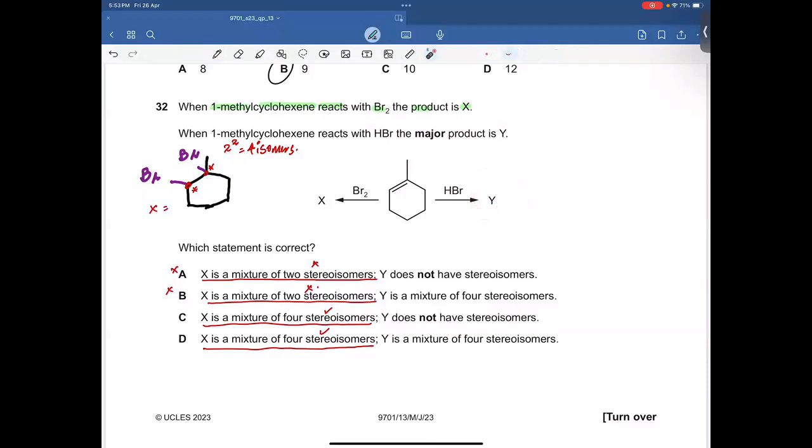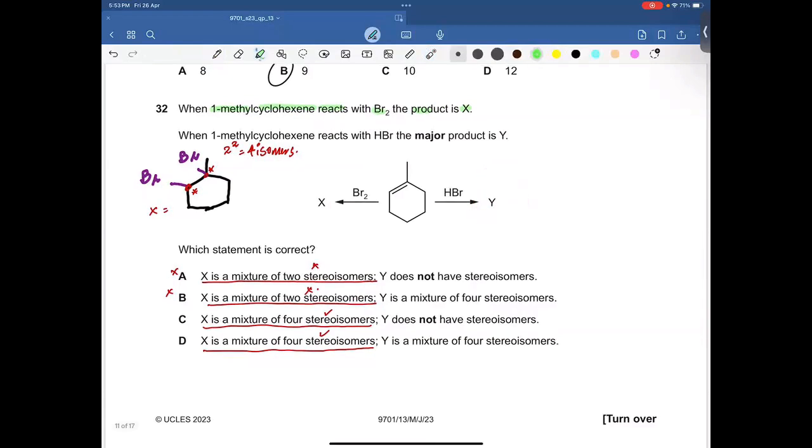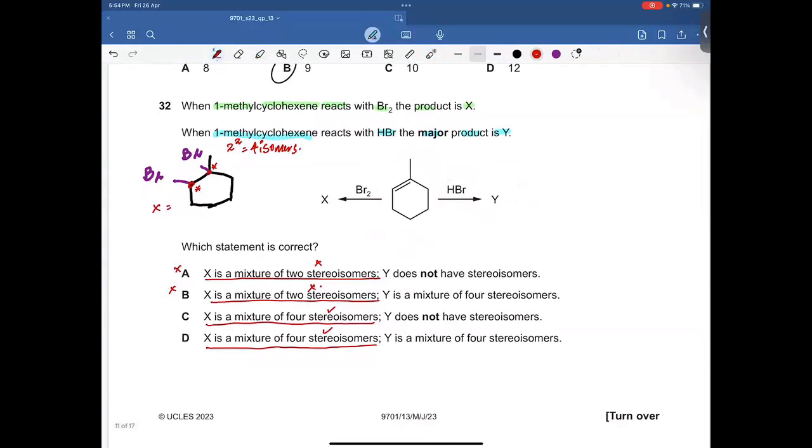When 1-methylcyclohexene reacts with HBr, the major product Y is formed. Obviously, it is an unsymmetrical alkene and an unsymmetrical reagent. So we need to apply the Markovnikov rule, and so we'll get the major product. The major product is going to be like this.